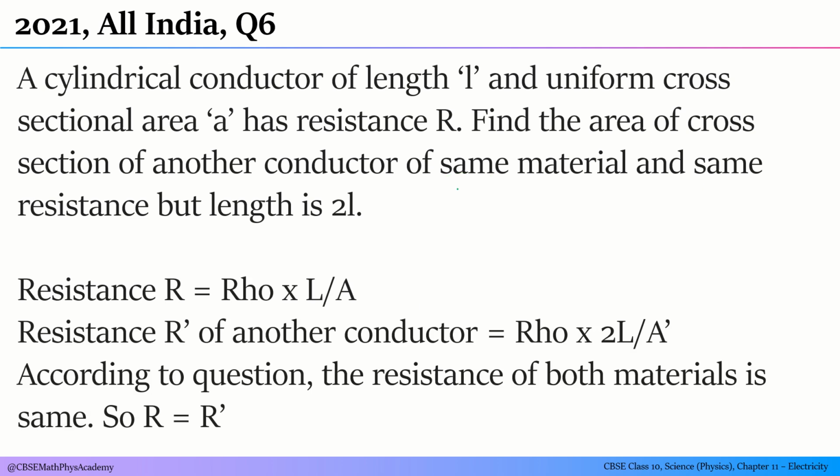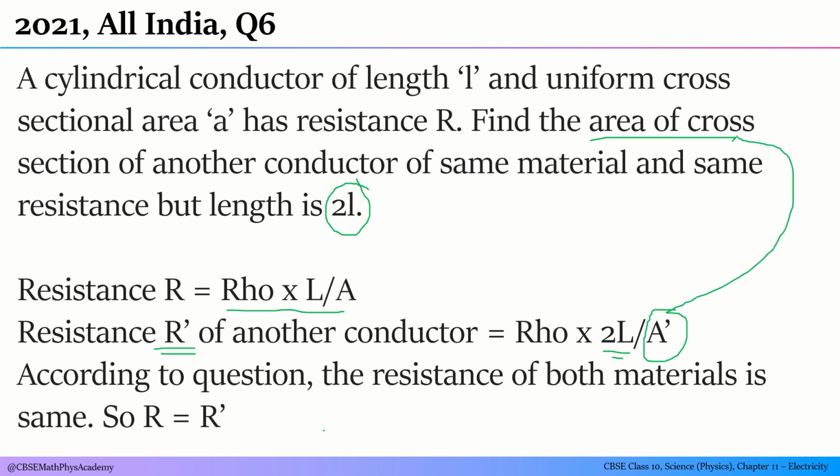So resistance of the first material is R is equal to rho into L by A. Let R dash be the resistance of the other conductor, equal to rho into L dash. I have the value that the length is twice the other material, so I am directly substituting 2L by A dash. Now you are required to find the cross-sectional area of the other conductor. Your focus is A dash.